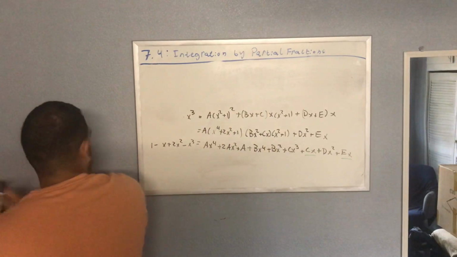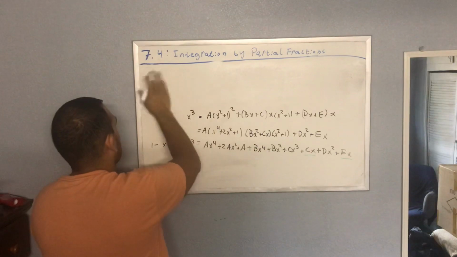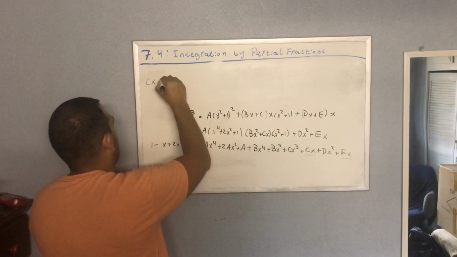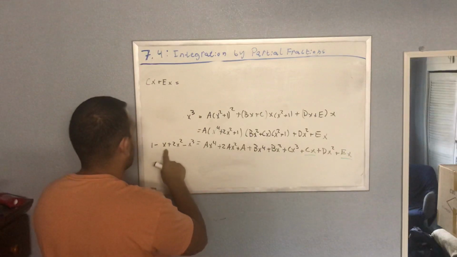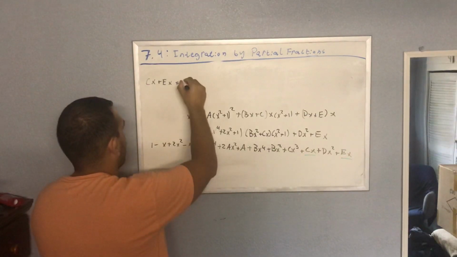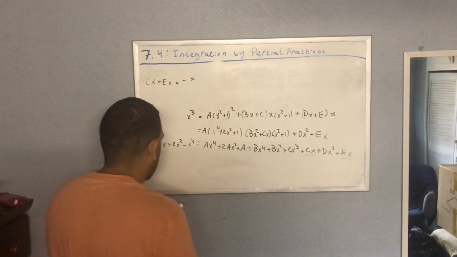So we have that cx plus ex is equal to, so what's the linear term? It's negative x. Okay? So we've taken care of that.